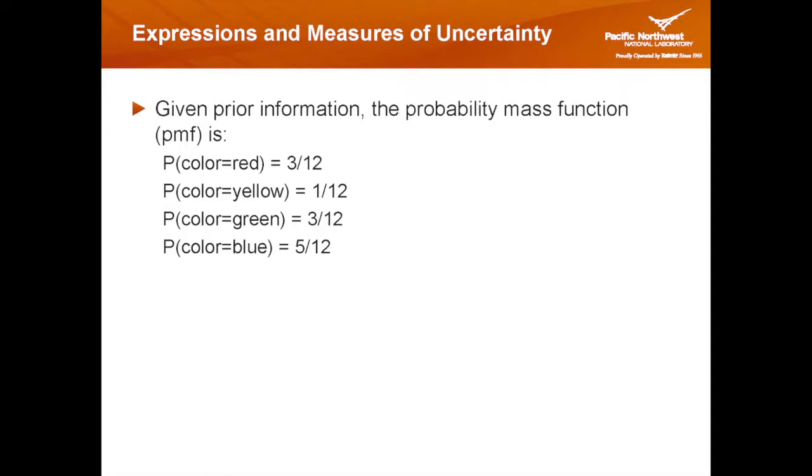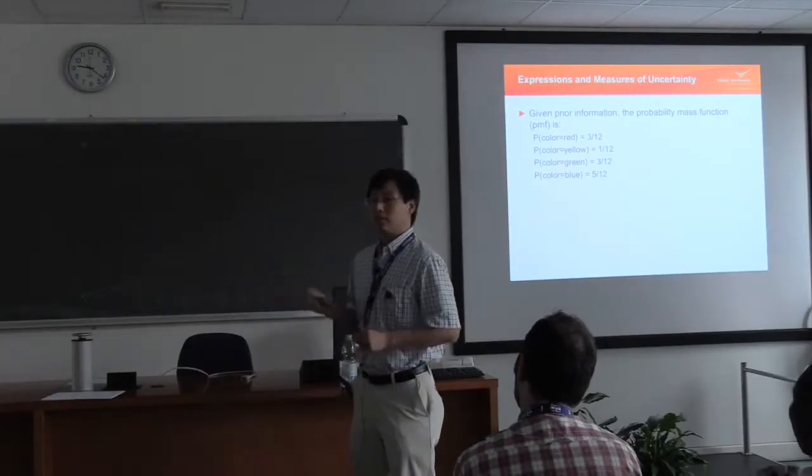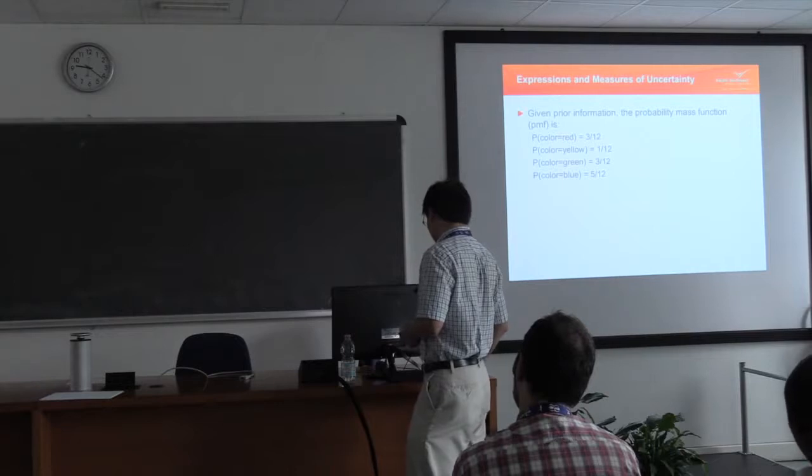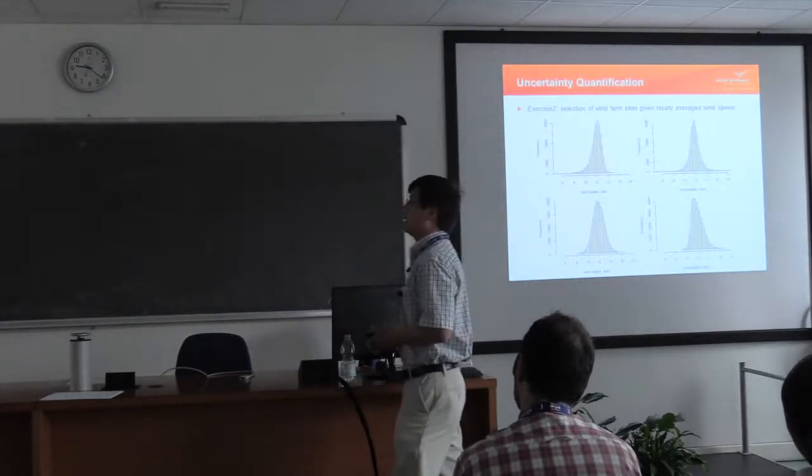So let's define the color that the spinner will land on as a random variable. For that random variable to be red, it's 3 out of 12 for the probability. For yellow, for green, for blue, we use these 4 numbers to exactly describe what's going on. So that's the way the whole world will agree on. That's the uncertainty quantification to me.